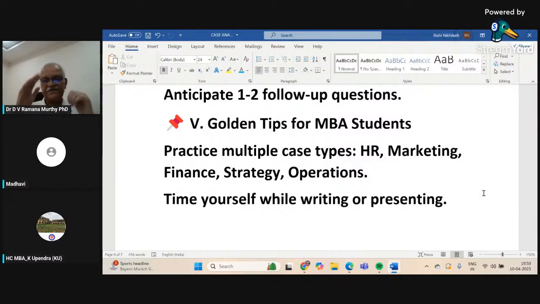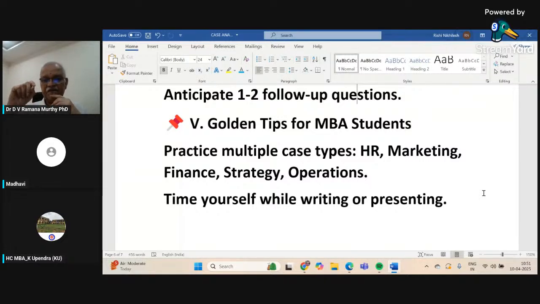Now, a few important steps for you, my dear friends, before I close this session. Practice multiple case types, whether HR, marketing, finance, strategy, operations, whatever subjects you're learning. Some universities have micro specializations, so go deep into your specialization. Whatever your specialization may be, from the first semester to the last, the case method is very important for you to train yourself.